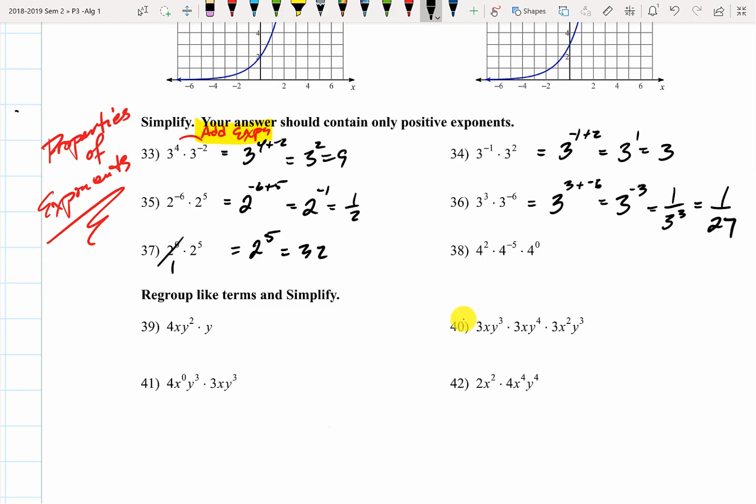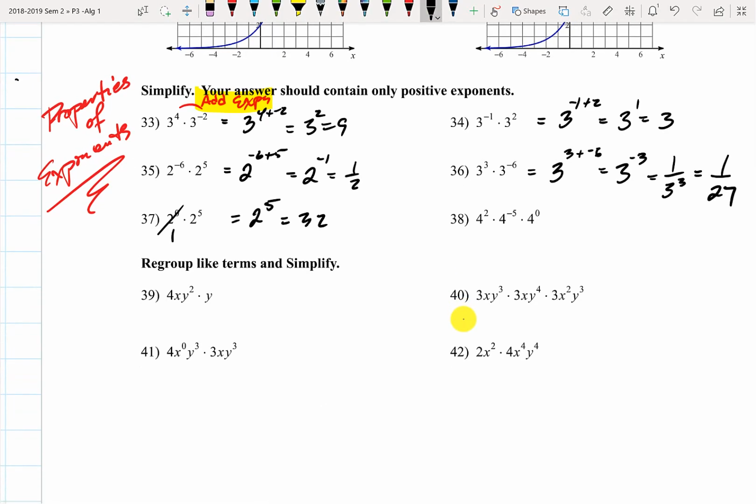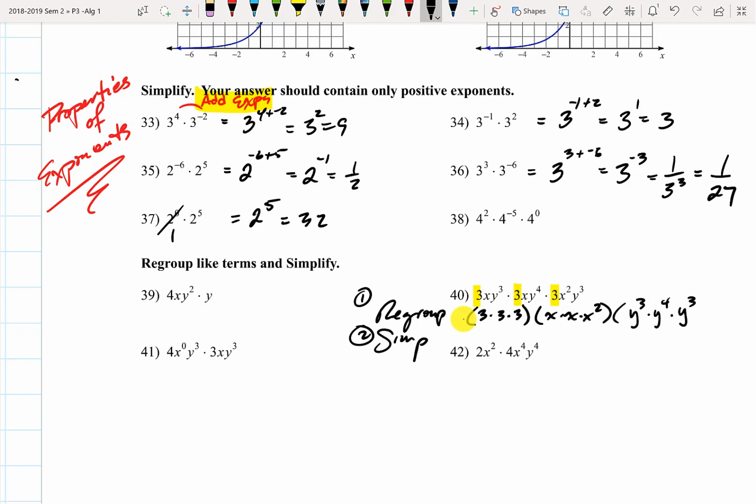Okay, on these right here, I'll do number 40. We're going to regroup because you can only multiply like terms. So you multiply the constants first: 3 times 3 times 3. Second group, go alphabetically: x times x squared. Third group: y cubed times y to the fourth times y cubed.